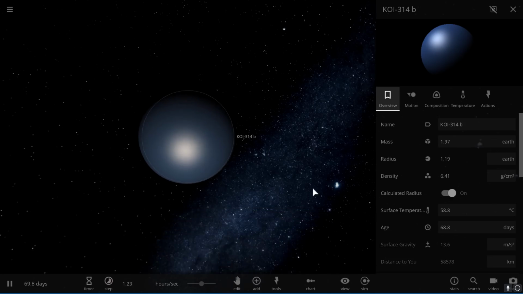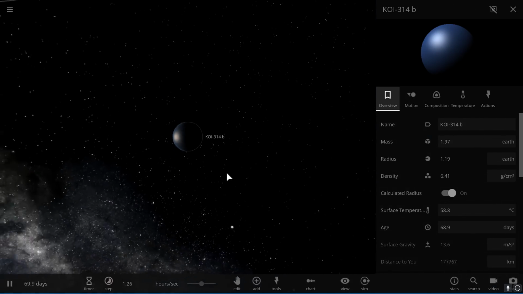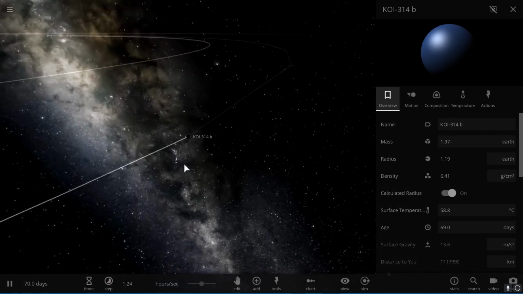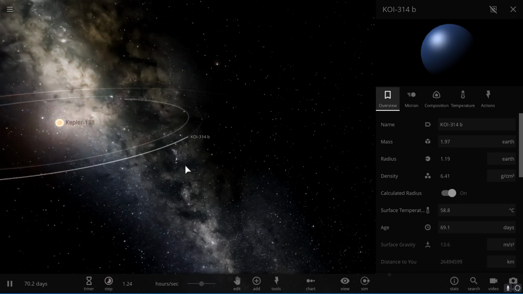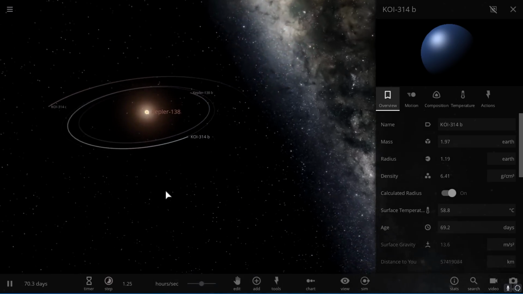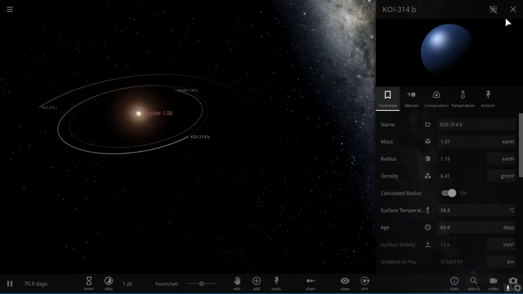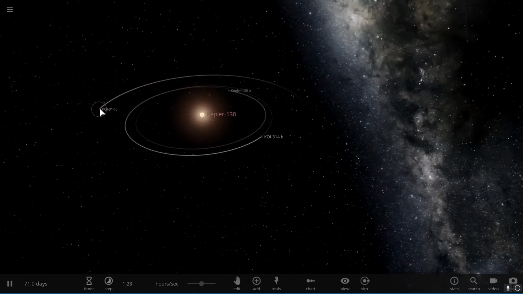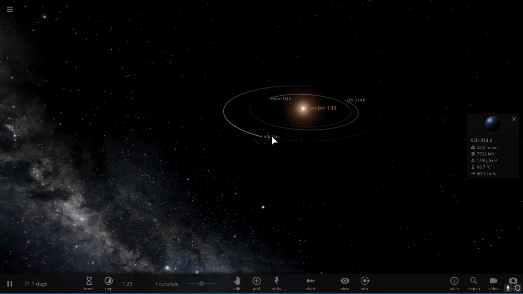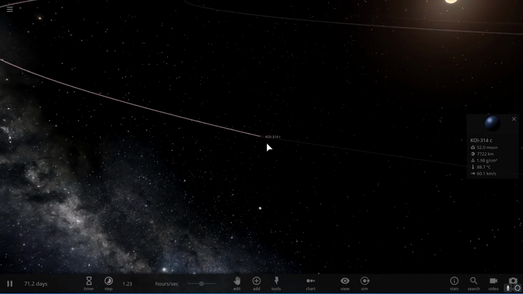Now this particular planet is not really that interesting though. We've seen quite a lot of these, and so this is not why we're here. We're here for the other two planets. And the other two planets seem to be very different. So first of all, let's take a look at the farther one. In this case, it's known as KOI-314c.